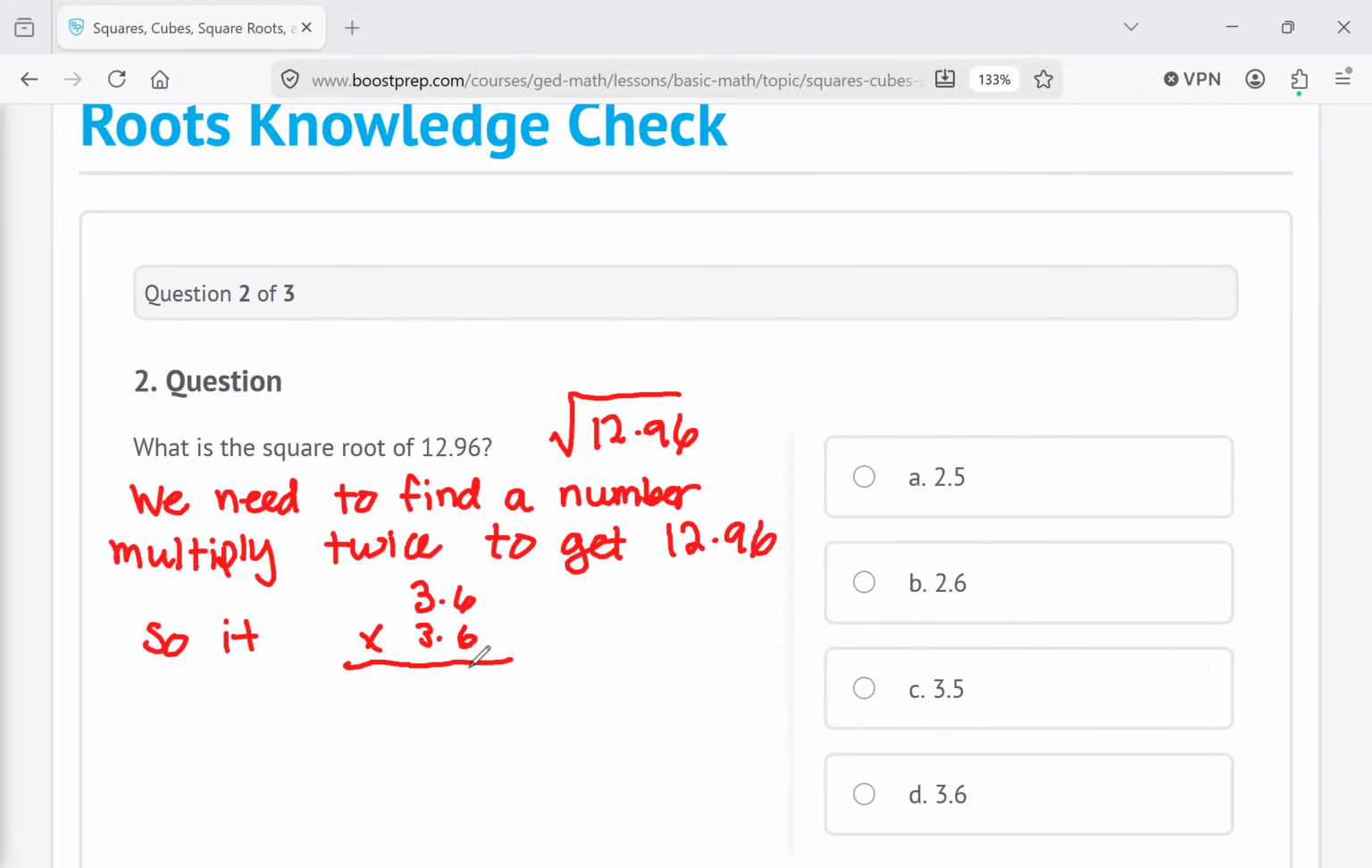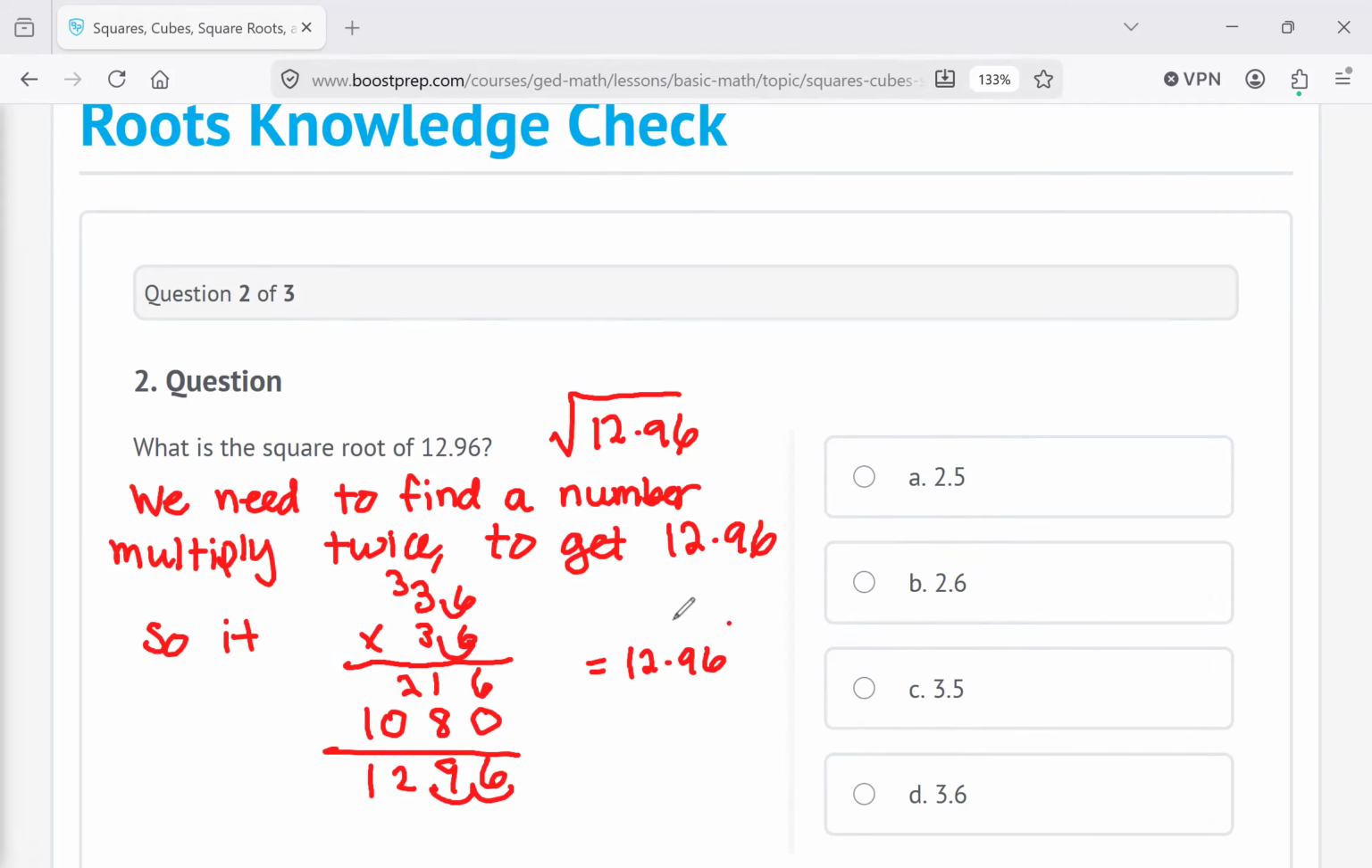What is 6 times 6? 36. Carry the 3. What is 6 times 3? 18, plus 3 is 21. Placeholder. What is 6 times 3? 18. Carry the 1. 3 times 3 is 9, plus 1 is 10. Then add them up and count how many decimal places there are. There's a total of 2. So if you move it 2 places, it is 12.96.